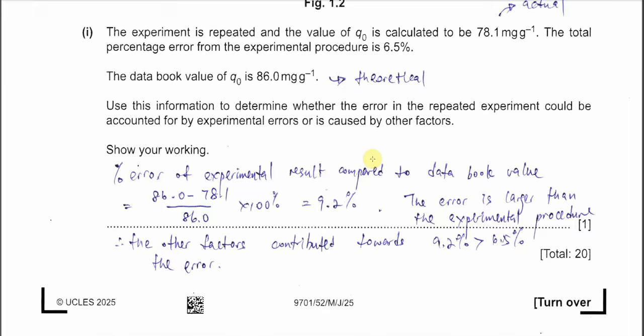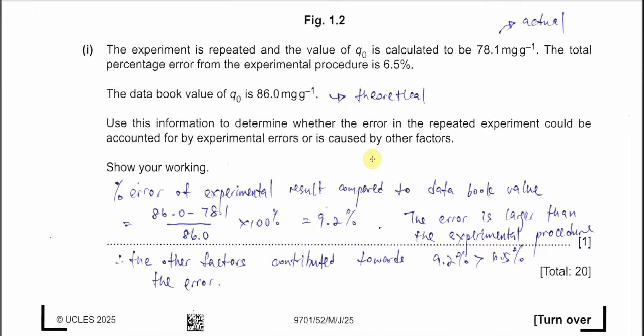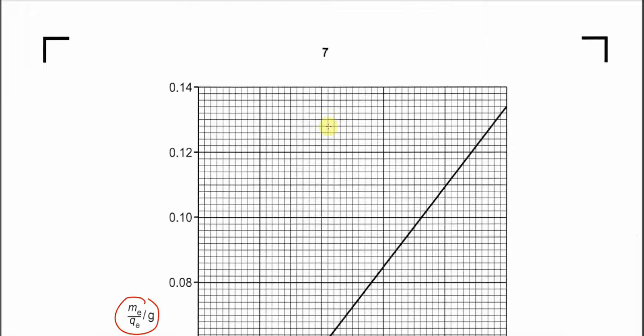Okay, now for this part I. The experiment is repeated and the value of this Q0 is calculated to be 78.1 milligram per gram. The total percentage error from the experimental procedure is about 6.5%. The data book, meaning the theory value for Q0, is 86 milligram per gram.